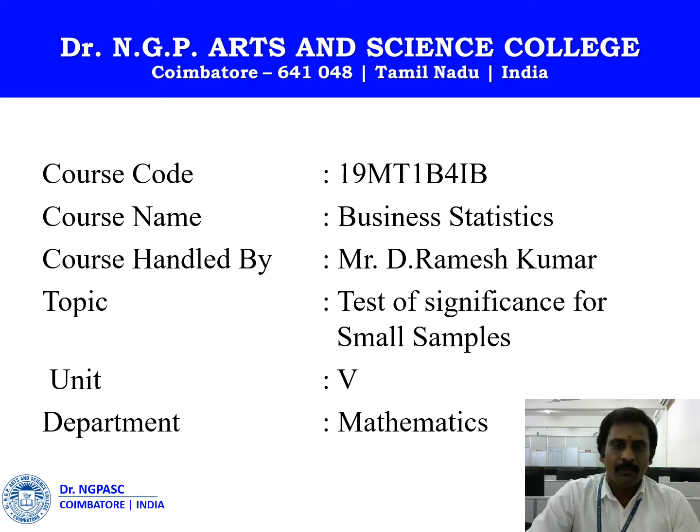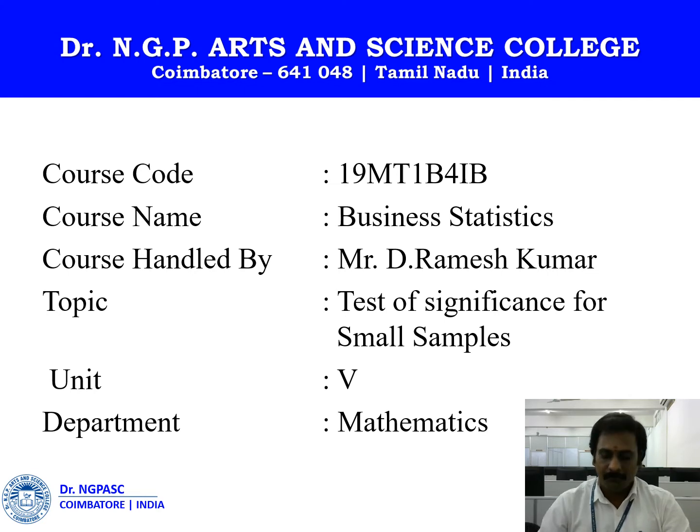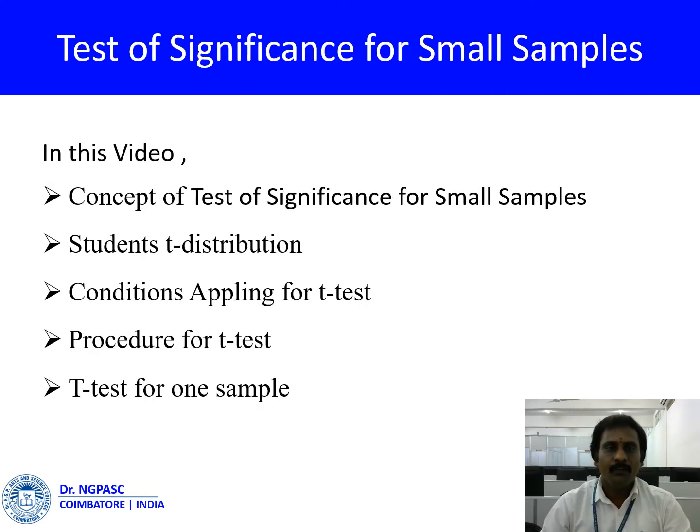My topic is test of significance for small samples in t-test. The course code is 19MT1B4IB. In this video: the concept of test of significance for small samples, students t-distribution, basics of student t-distribution, conditions for applying the t-test, procedure for t-test, and t-test for one sample mean.